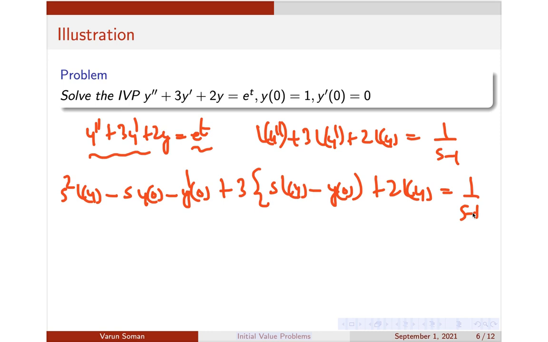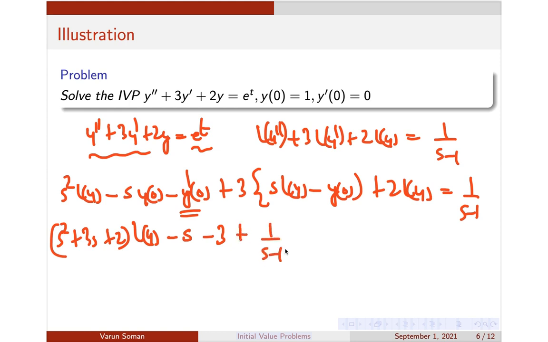Now you apply the initial condition. Before that, let me bring all the L of y terms together. So we'll be getting s square plus 3s plus 2 into L of y, minus s into y of 0. What is the value of y of 0? y of 0 is 1. So we'll have minus s, minus y dash of 0, which is 0, so this will become 0 here. Again you have a y of 0 here, so that is minus 3 into 1. So I think that's it, equal to plus 1 by s minus 1.